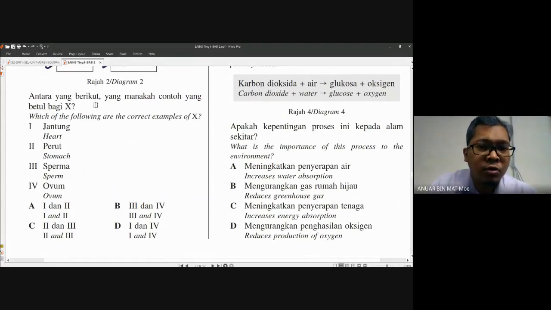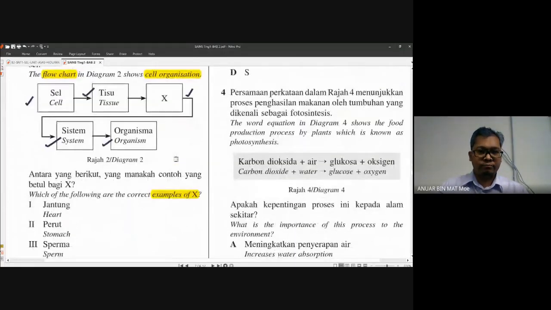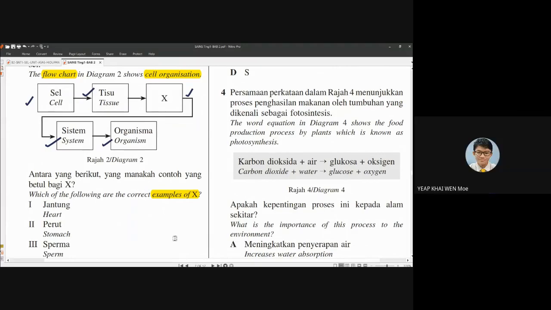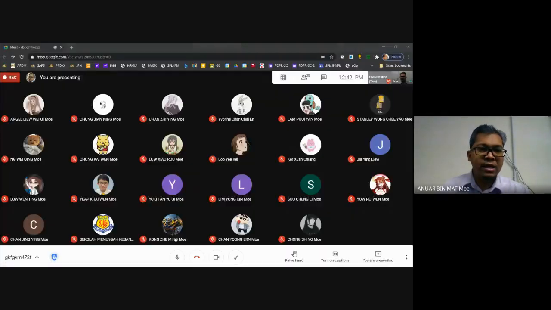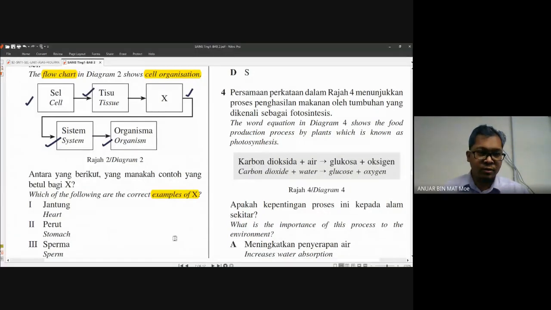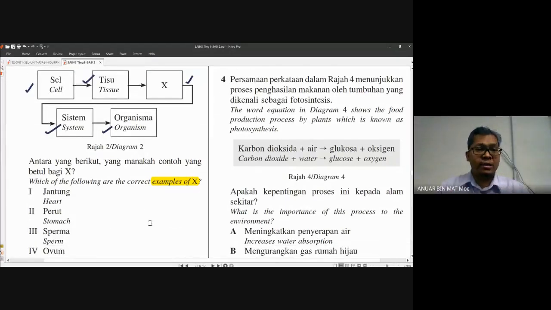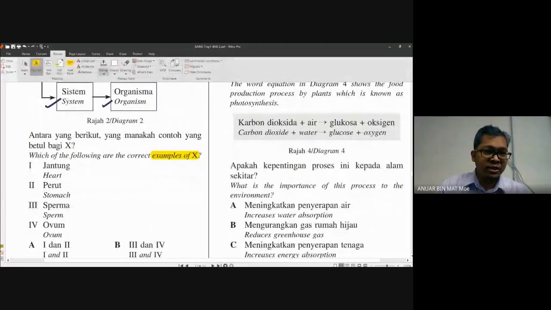Okay. Jump to the question. I directly go to the question. Which of the following are the correct example of X? Example of X. Okay. So before you answer this, what is X? Organ. Yes. Very good. It is an organ. So you know that X is organ. So what is the example of organ? We go one by one, the options there.